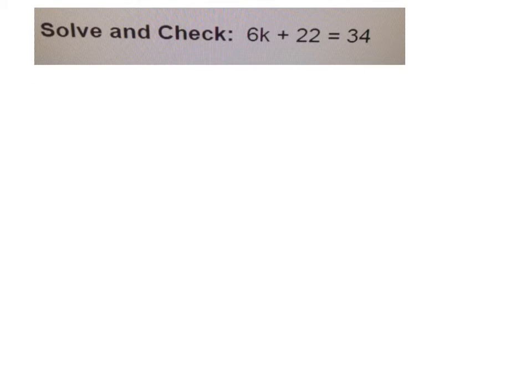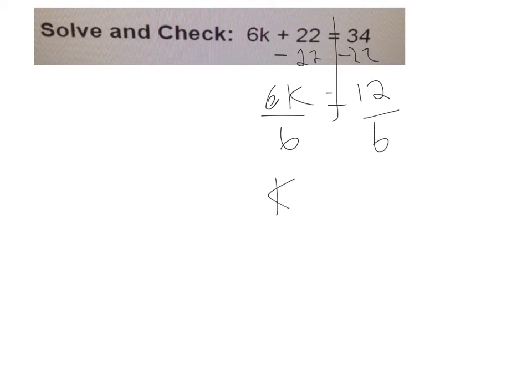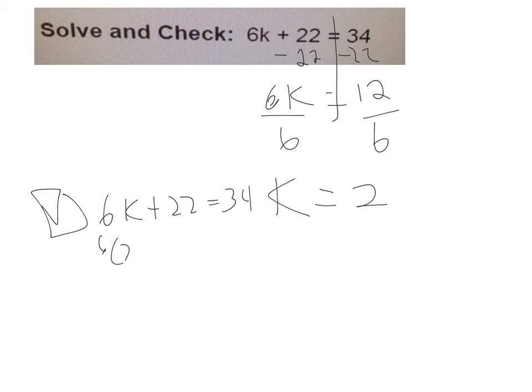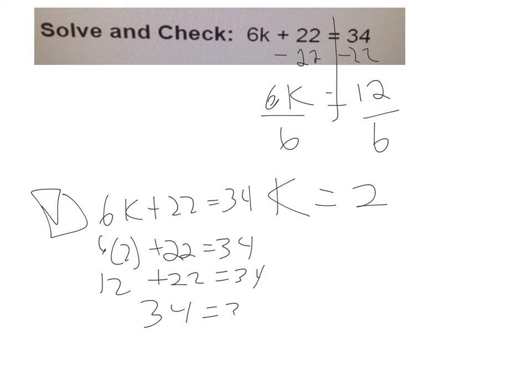On this one right here, you would first draw the wall. Then you would get rid of your addition and subtraction, so you get rid of your addition by subtracting 22. When you do that, you get 6k equals, this will be 12. From there, you divide by 6, and you get k to equal 2. You could check it. You would rewrite the problem. 6k plus 22 equals 34. You would then plug it in. Then 6 times 2 is 12, plus 22 equals 34. And that is 34 equals 34.